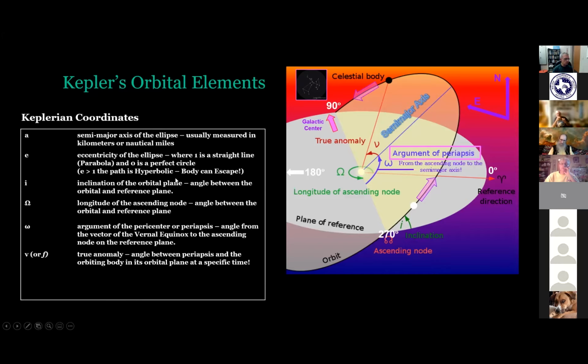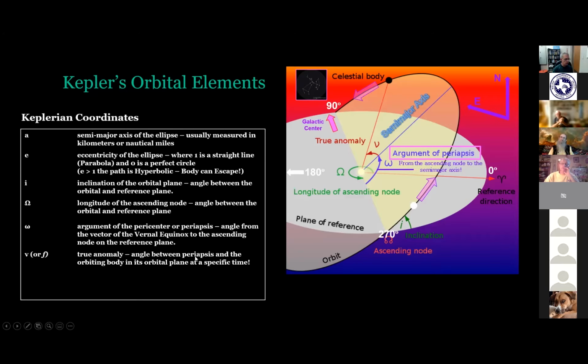Greater than 1, the body, of course, can escape out into interstellar space. And then there's the angle between the orbital plane and the reference plane. The reference plane in this case would be the plane of the Earth's orbit, and the orbit can be of some other body other than the Earth. And the plane of our solar system is going to be the plane of our Earth's orbit. Then there's the argument of the pericenter or the periapsis. Basically, we draw a line to the vernal equinox and to the ascending node right here, where the planet that we're observing, or any body orbiting the sun, will ascend into the northern hemisphere of our solar system.